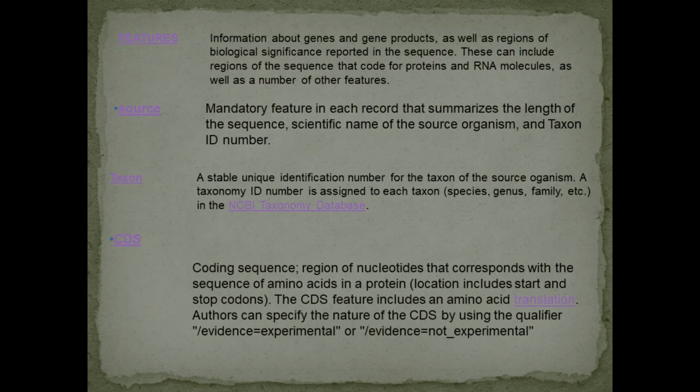Then the feature section, it totally depends on the author or the scientist group. It contains information about the gene and the gene product, as well as regions of the biological sequence reported in the sequence. These can include regions of the sequence that code for proteins and RNA molecules, as well as a number of other features like sources, taxons, CDS, and so on.